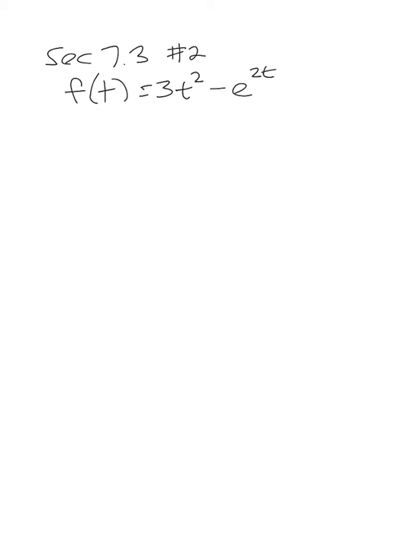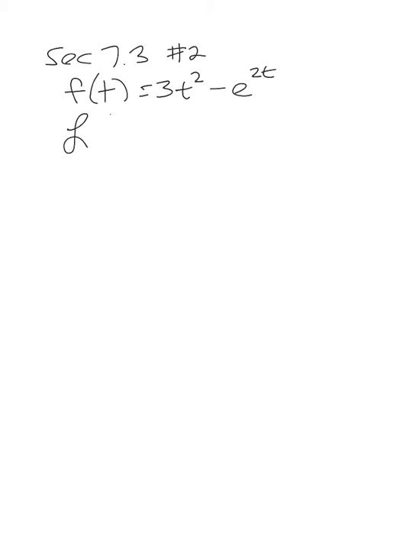All right, we're going to do an example from section 7.3. This is pretty similar to your homework problems. Pretty straightforward problems. We've got, let's see, section 7.3, number 2. And we've got a function f of t equals 3t squared minus e to the 2t.